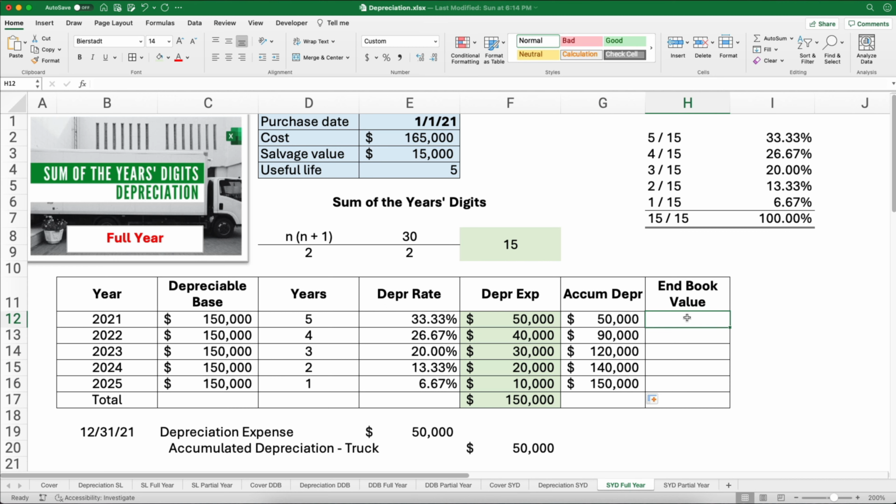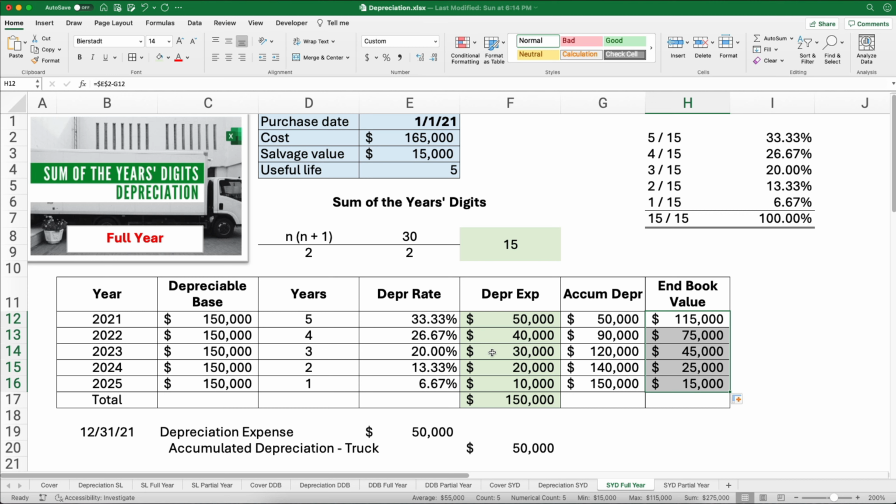So what is our book value? Our book value is always the cost. I'm going to make that absolute here and put dollar signs in front of it, minus the accumulated depreciation. The cost minus the accumulated depreciation gives us book value. So the ending book value after year 1 is $115,000, and then it goes down to $15,000. So that's how we do a schedule, a depreciation schedule or depreciation table using sum of the year's digits for a full year.